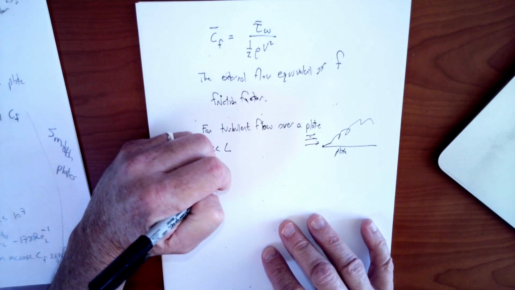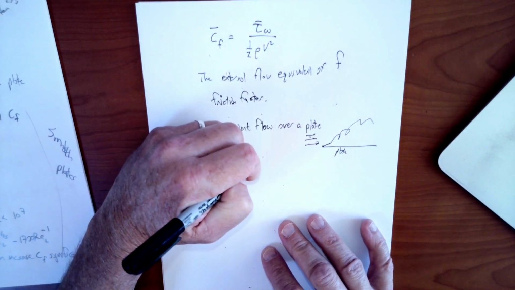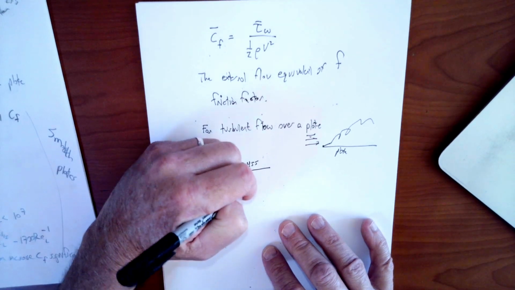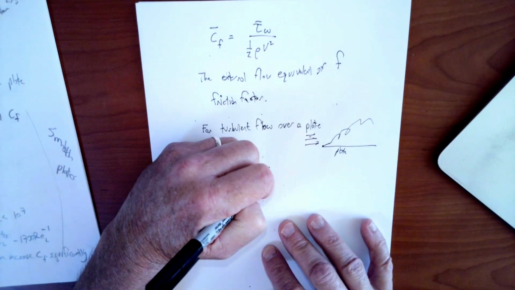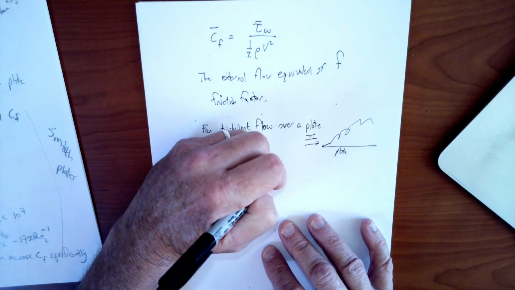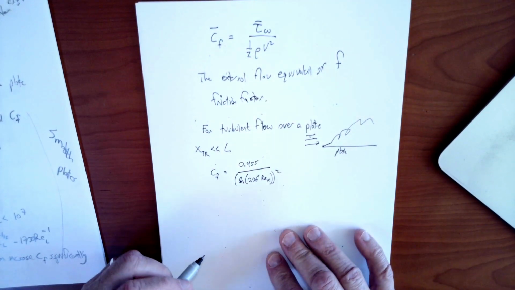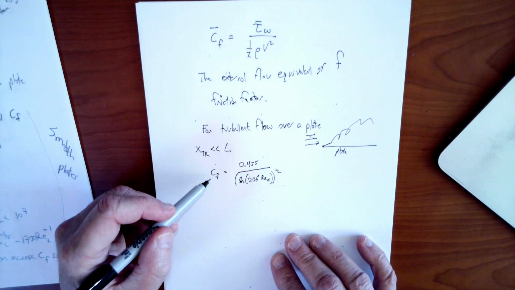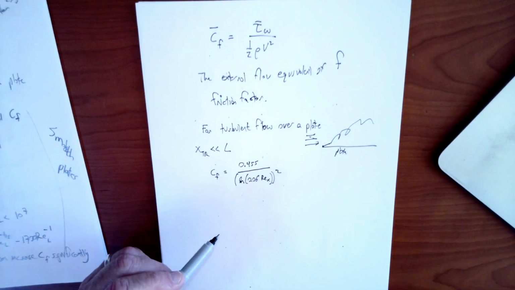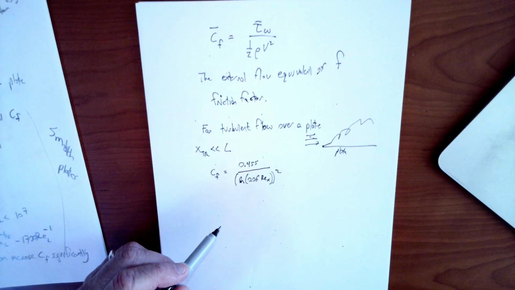The local skin friction factor is 0.455 divided by ln of 0.06 times the Reynolds number based on x, squared. So that's your local skin friction coefficient. So not your average one. That's the one that's for your specific skin friction coefficient as a function of x.